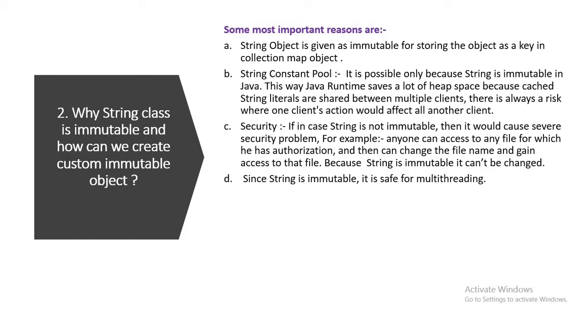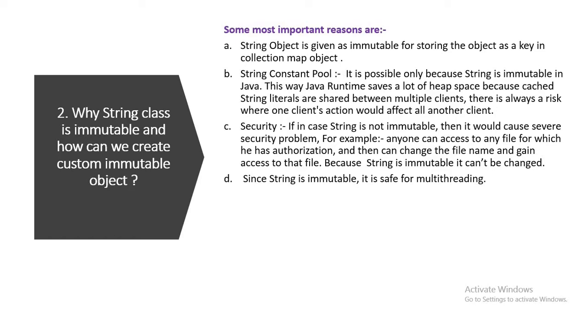The next point is security. If String were not immutable, it could cause severe security problems. For example, anyone can access any file for which they have authorization, and then they could change the file name and gain access to another file. Because String is immutable, it cannot be changed. If String were not immutable and that person changed the file name and then tried to retrieve the file with the same file name, they would get an error because that file does not exist. As String is immutable, we can achieve security.